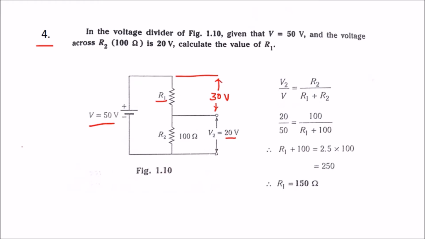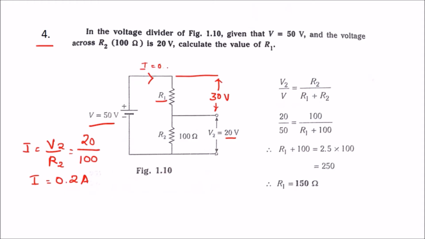So we know that the relation I is equal to V by R. We are calculating the current using the resistance R2 and the voltage V2. So using V2 and R2, that is 20 divided by 100, I is 0.2 amps. So we got the value of I.